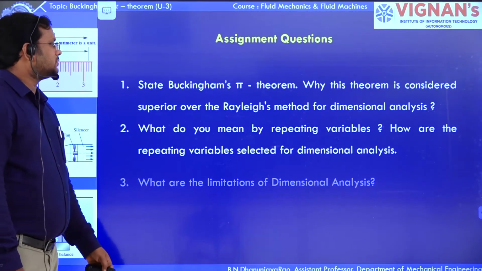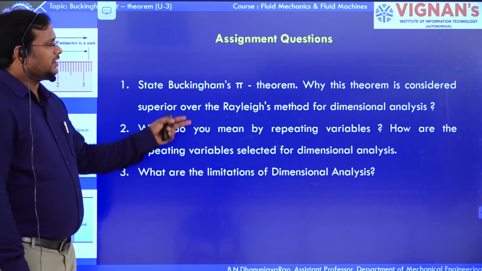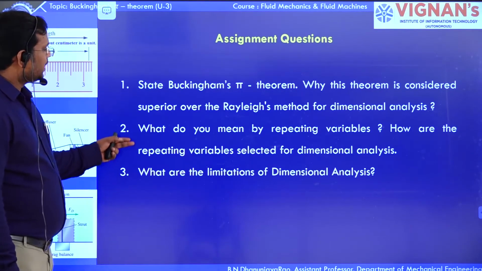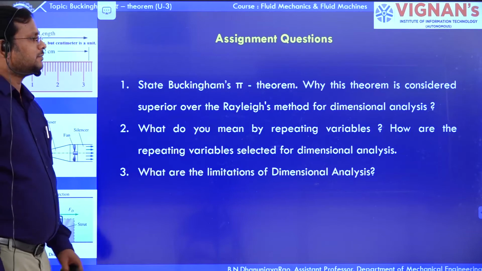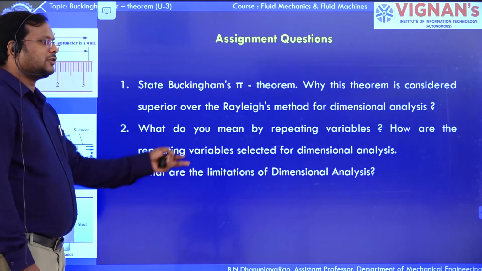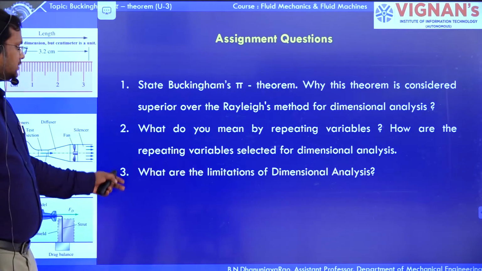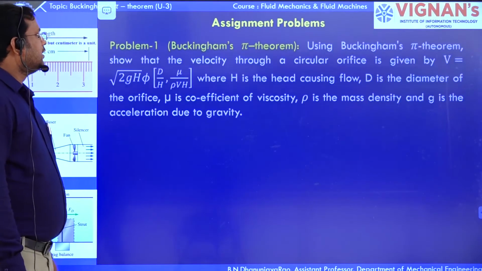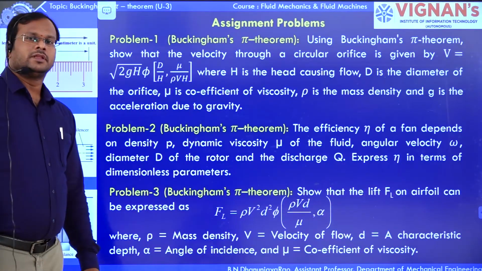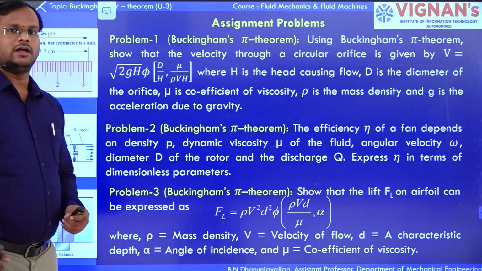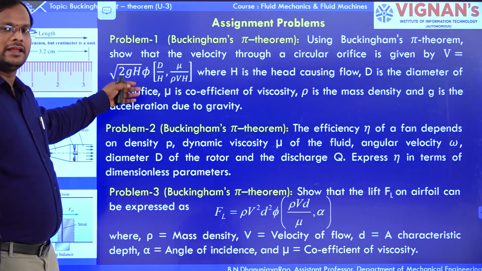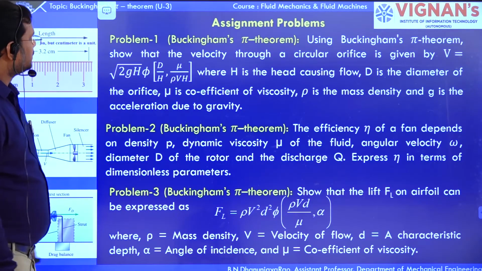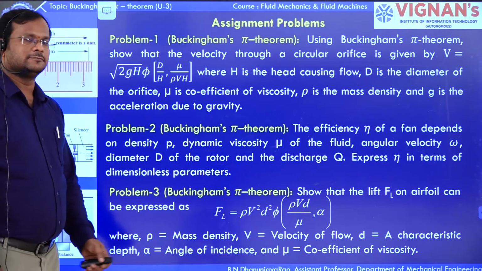Here are the assignment questions. State Buckingham's pi theorem. Why is this theorem considered superior over Rayleigh's method for dimensional analysis? Second question, what do you mean by repeating variable? How are the repeating variables selected for dimensional analysis? Next, what are the limitations of dimensional analysis? Here a few assignment problems are mentioned to check the understanding level of the content. You can give a try to solve these problems related to Buckingham's pi theorem. There is problem 1, problem 2, problem 3.